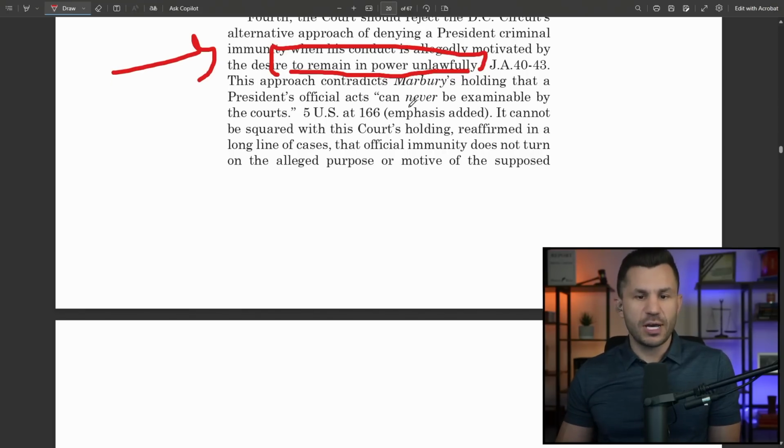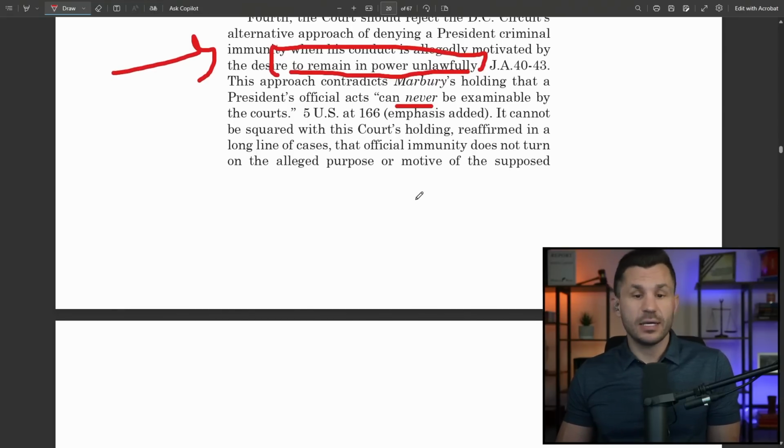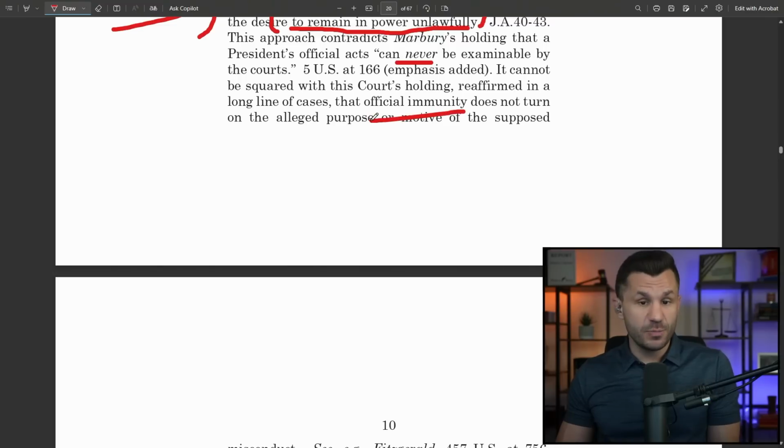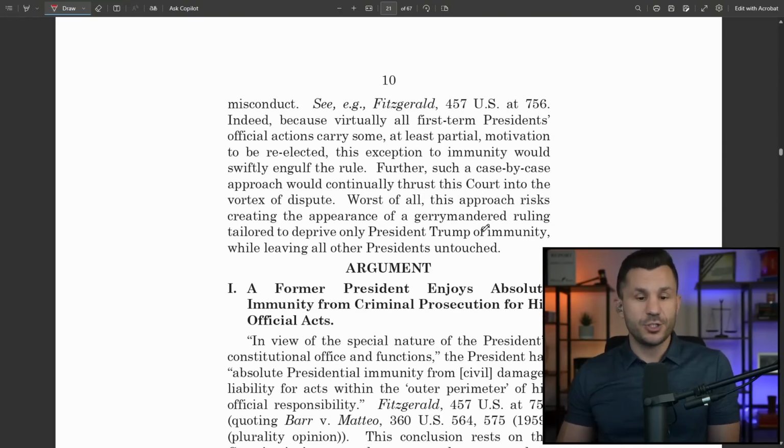Now, this approach contradicts Marbury, holding that a president's official acts can never be examinable by the courts. Not, okay, now we can examine it because you're trying to stay in power. It cannot be squared with this court's holding, reaffirmed in a long line of cases, that official immunity does not turn on the alleged purpose or motive. So it doesn't really matter what Trump was thinking in his mind. He gets to claim immunity.